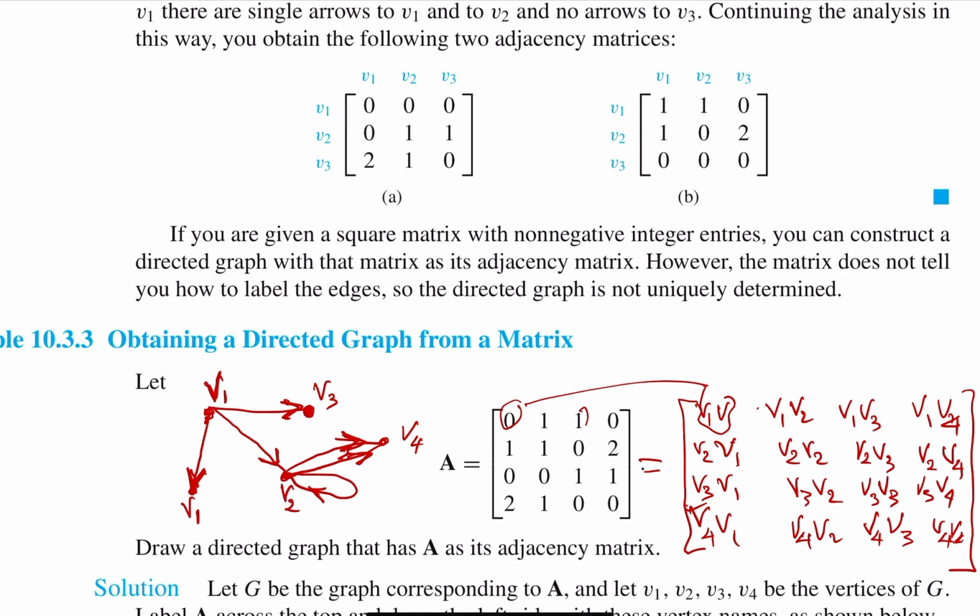So now V3 and V1, we have a 0. And V3 and V2, we have 0 also. But V3 and V3, we have a loop, it's 1. We have a loop here on V3. Now V3 and V4, we have 1.